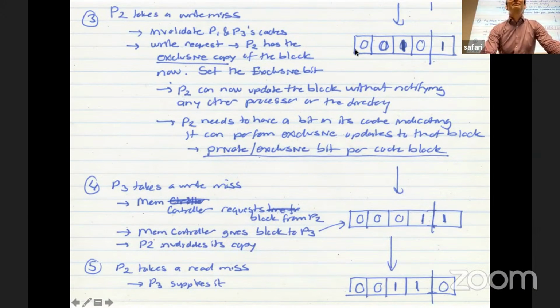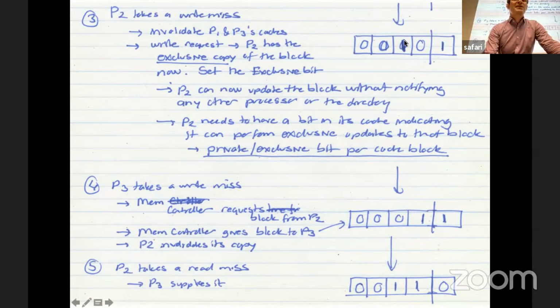Makes sense, hopefully. So basically you need to get the directory right, you need to get the messages right in this particular case. And then let's say processor 3 takes a write miss. What happens at this point is, I said memory controller here because I'm assuming the directory is in the memory controller, but the directory essentially requests the block from processor 2. So that's another interesting case, right? Processor 2 has the block right now. The directory receives a message from processor 3 saying that processor 3 wants to write to this block.